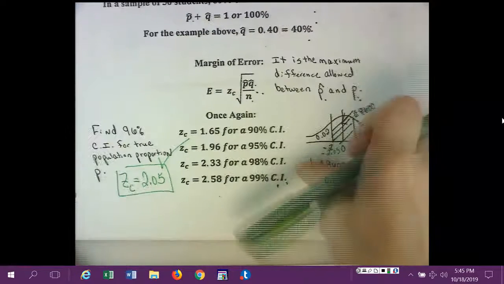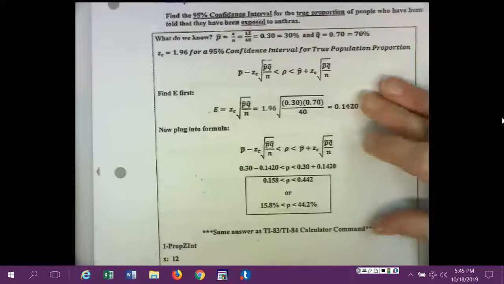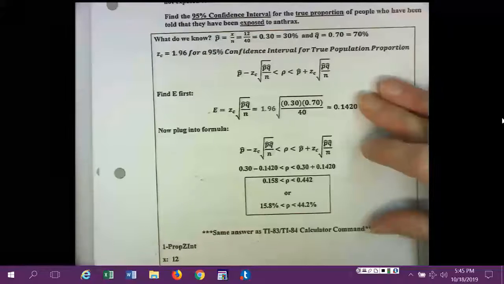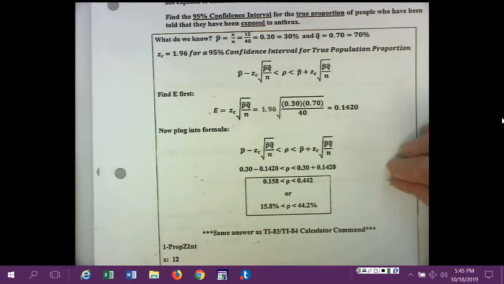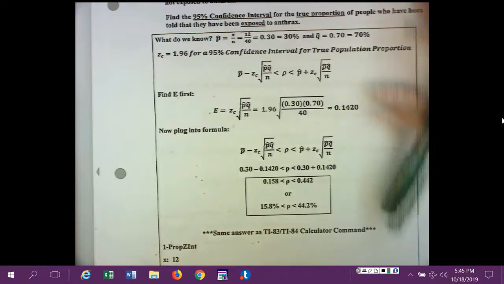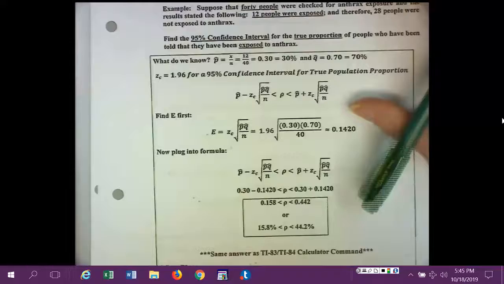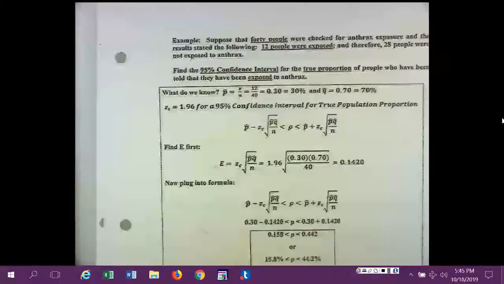Now, next page. The next page is actually going to be a complete example of our first proportion interval for true population proportion. It gives you all the details, it gives you all of the steps, and it also shows you the commands that you put into the TI-83/84 calculator. Here we go. Highlighter time.